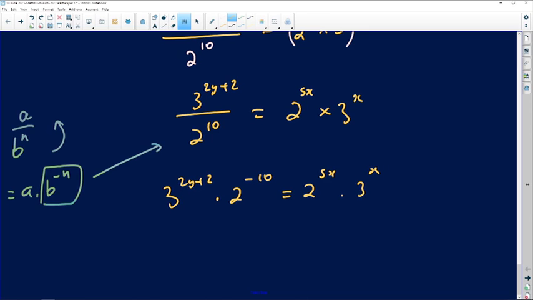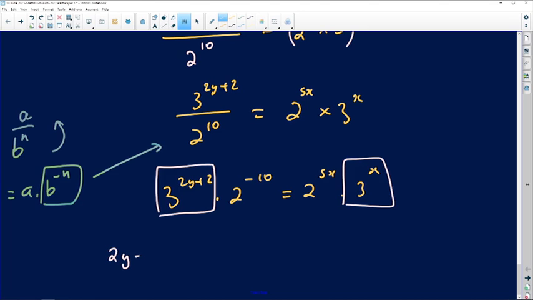Now when you are here, you apply something called the concept of equality. 3 to the power of something times 2 to the power of something else equals 3 to the power of something times 2 to the power of something else. So by looking at the 3's, the exponents have to be equal. I think you'll agree with me that the only way this is going to be true is if 2y plus 2 is equal to x, equating those exponents that we have for base 3.